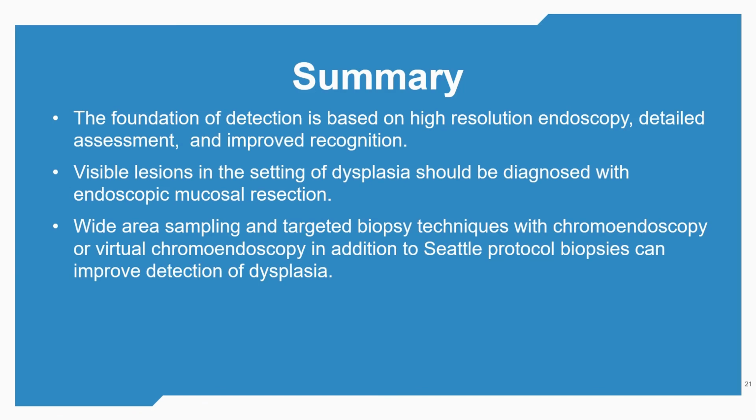In summary, the foundation of detection is based on high-resolution endoscopy, detailed assessment, and improved recognition. Visible lesions in the setting of dysplasia should be diagnosed with endoscopic mucosal resection. Wide area sampling and targeted biopsy techniques with chromoendoscopy or virtual chromoendoscopy, in addition to the Seattle protocol, can improve detection of dysplasia.